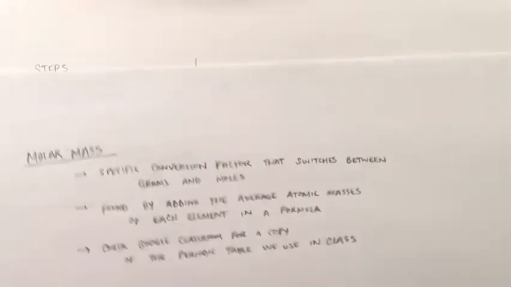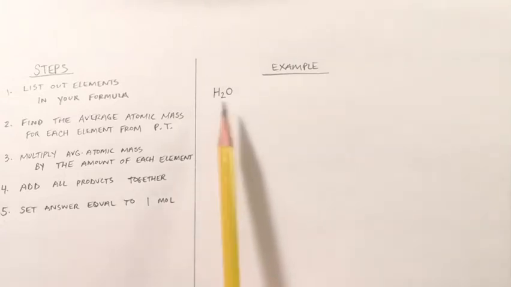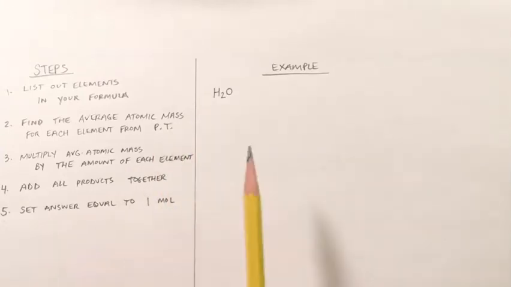Okay, so on the left here, I have all the steps we need to find our conversion factor that is going to be our molar mass. And I'm going to go through these steps with you as we do an example problem. Our example formula is H2O, given to you right off the bat. You don't have to find anything. All we're going to do is find our numbers for H2O.